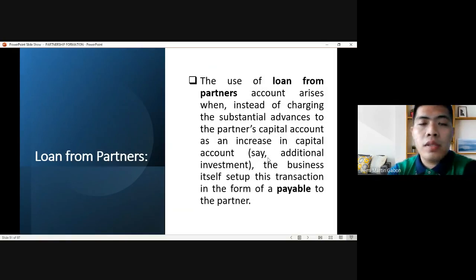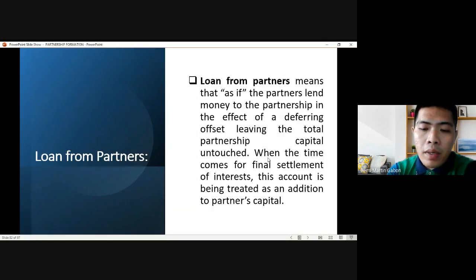Then loan from partners, kabaliktaran, it is a payable account. Instead of having a transaction as substantial advances, instead of having it as additional investment, what the partnership does is set up a payable. So the capital account is being maintained as is, not increased by the additional investment. Rather, a liability account is being maintained, which is loan from partners. A loan from partners account is as if a specific partner is lending something to the partnership.